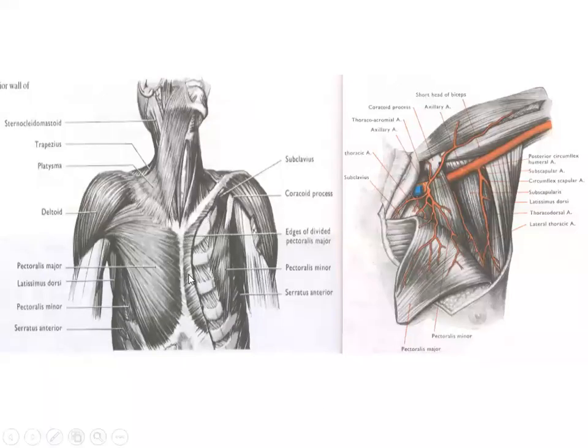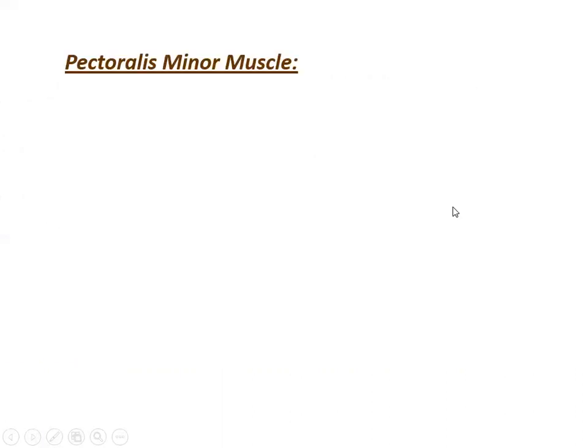So here again you can see this is the pectoralis major muscle. Now if you cut this pectoralis major muscle, then deep inside you can see this muscle. This is called the pectoralis minor muscle, a smaller muscle compared to the pectoralis major. Here again the insertion has been cut, and deep inside you can see the pectoralis minor muscle.